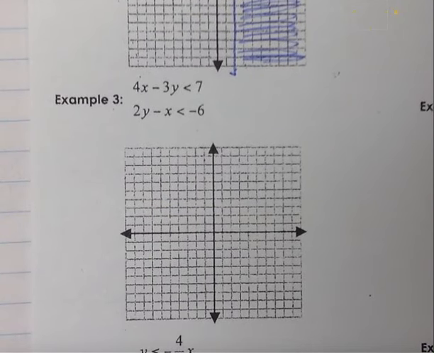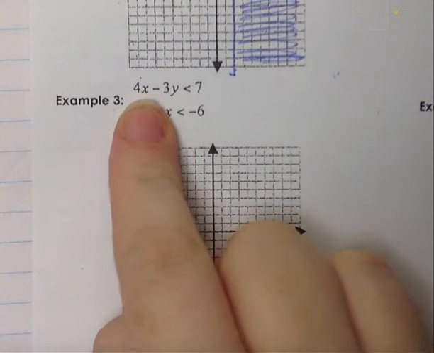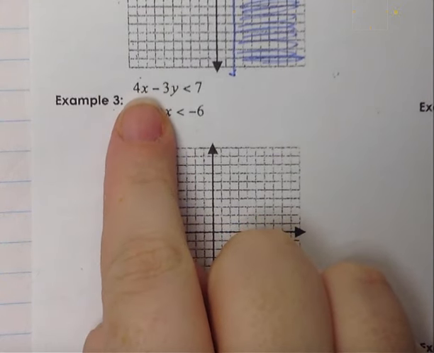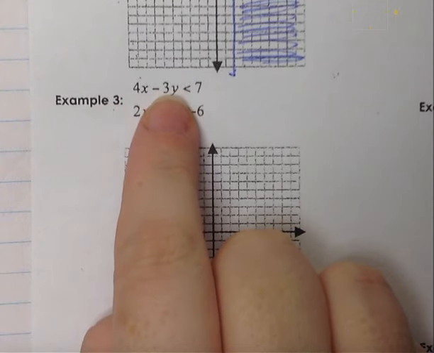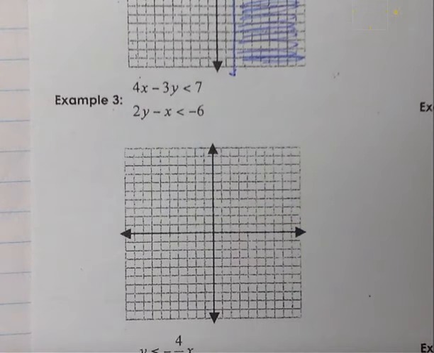On the next example, we have the inequalities, but they are not in slope-intercept form, so we have to put them in slope-intercept form. When you're putting them in slope-intercept form, you have to remember that when you divide or multiply by a negative, the inequality will flip. So on this first one, we're going to have to subtract the 4x, and then we will divide by the -3. So if you can remember doing each part of that.